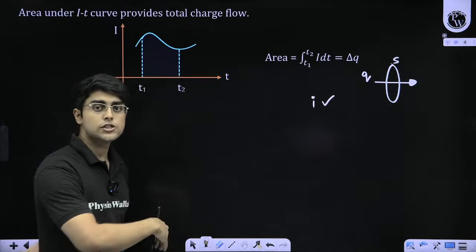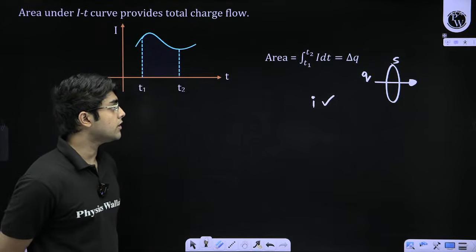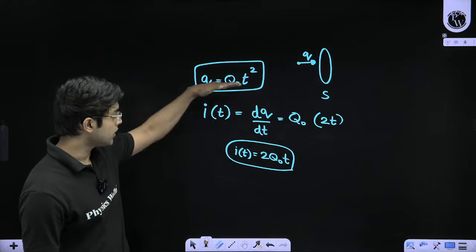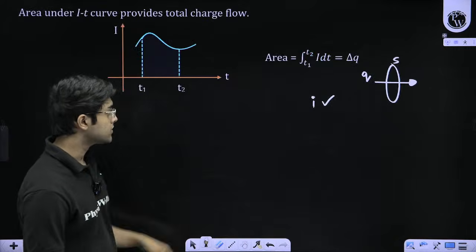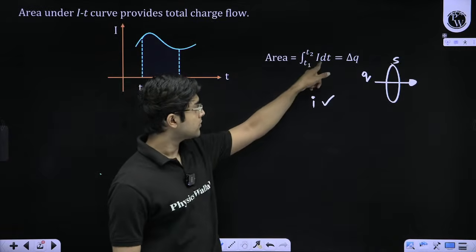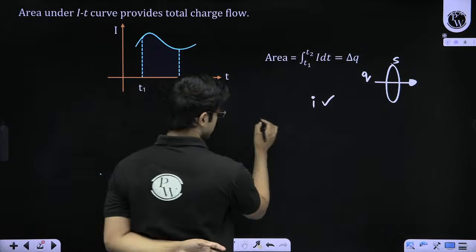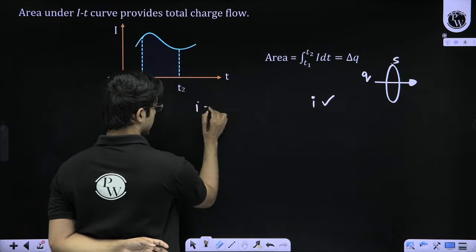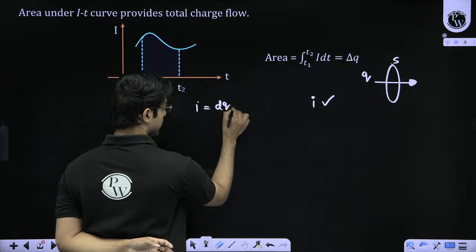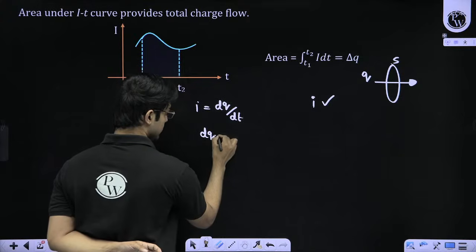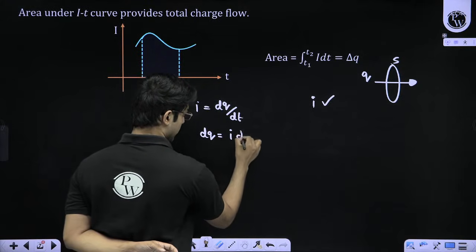In the previous question, the charge varying with time was given, right? Q as a function of t was given and we found out current. So in this case, if current is given as a function of time, how to find the charge? This is just the reverse process. Write current as dq by dt and just separate this: dq is current into dt.